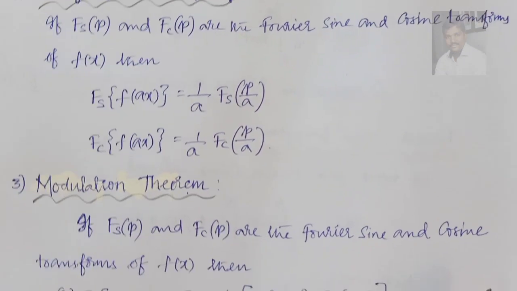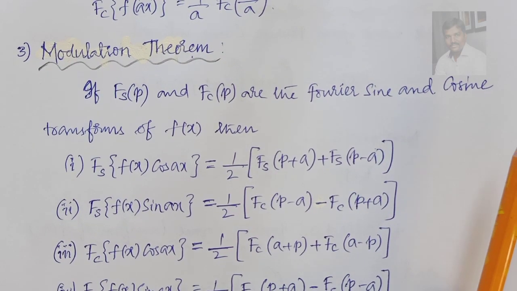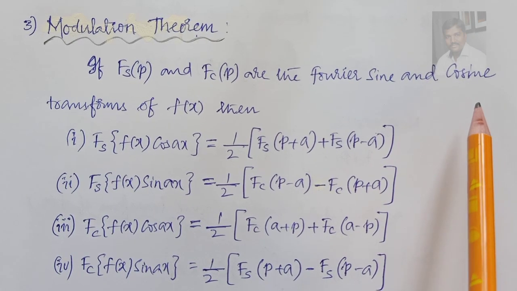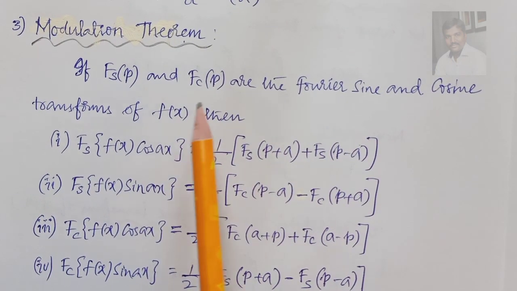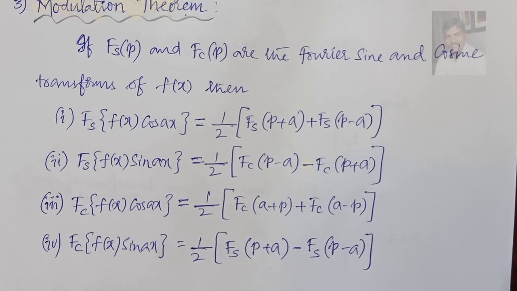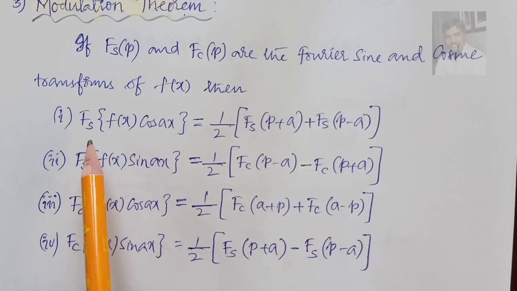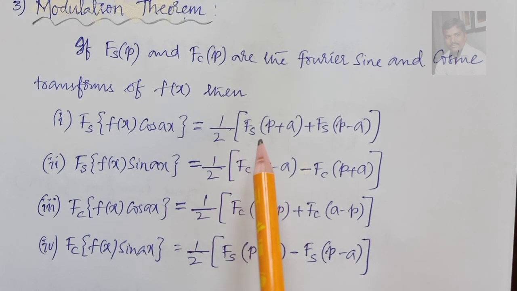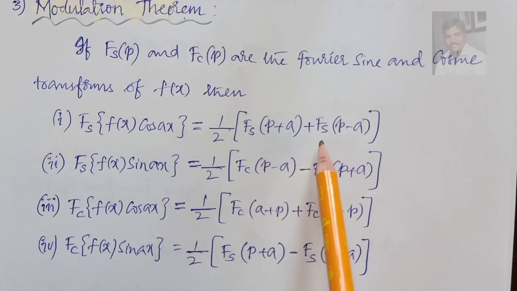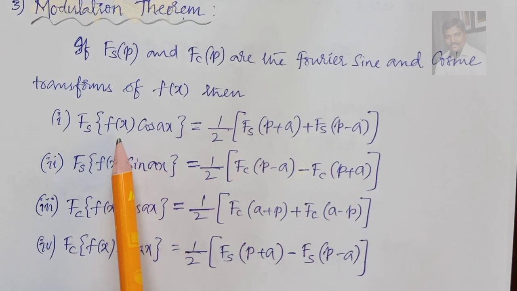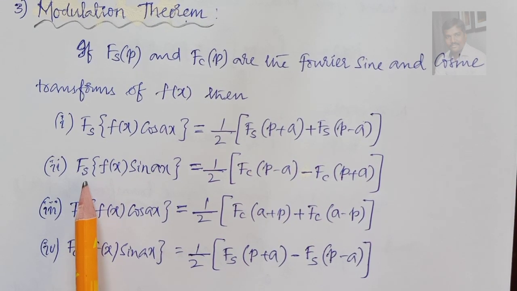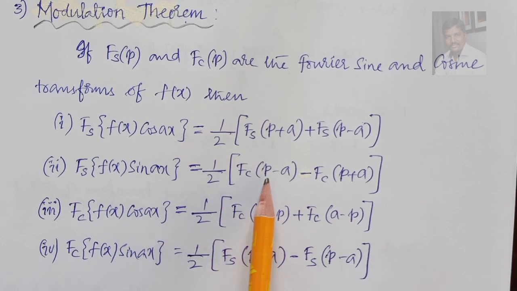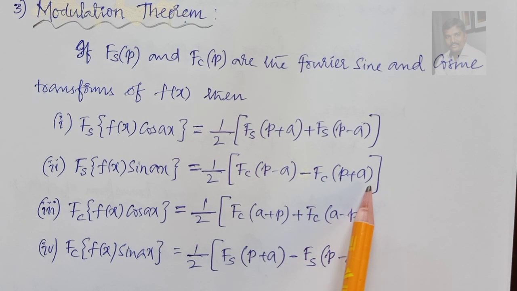The next property here, modulation theorem. If Fs(p) and Fc(p) are the Fourier sine and cosine transforms of f(x), then Fs of f(x) cos ax is equal to 1/2 [Fs(p+a) + Fs(p-a)]. Now here we have Fs of f(x) sin ax is equal to 1/2 [Fc(p-a) - Fc(p+a)].